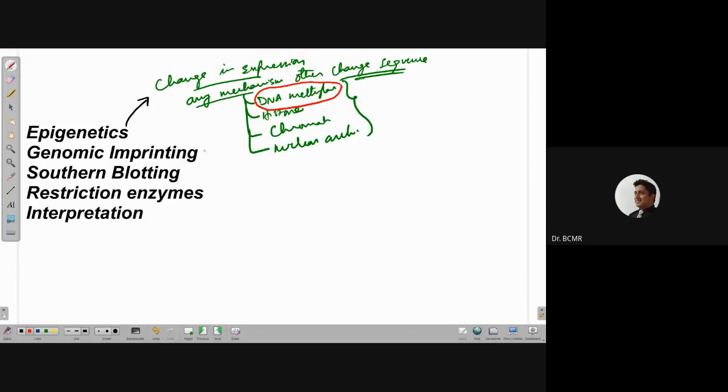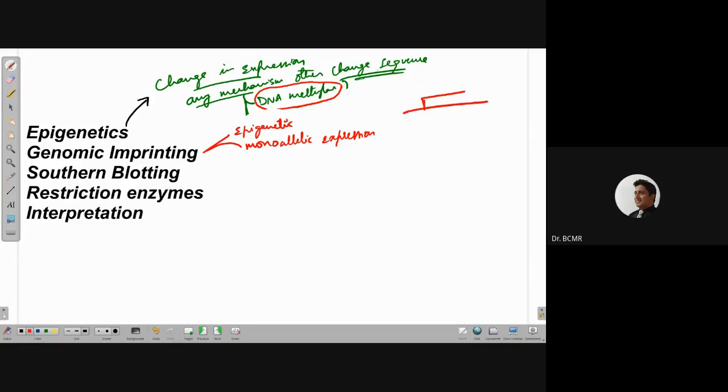We will try to read the concept of genomic imprinting, which is also a type of epigenetics. There are three things about genomic imprinting. First, it should be an epigenetic mechanism. Imprinting is an epigenetic mechanism. Second, it is monoallelic expression. What is monoallelic?